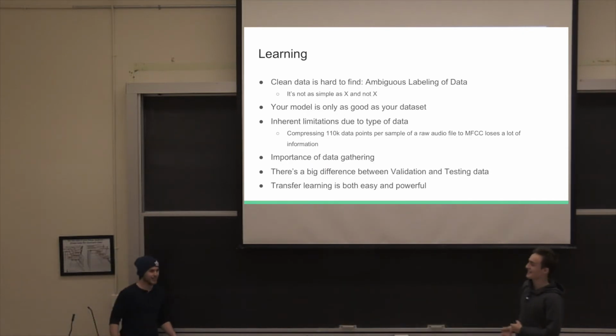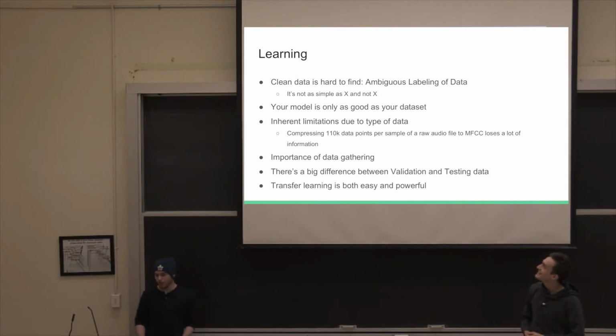And then lastly, learning. So finally, what did we learn from all this? So one, a clean data set is really hard to find, so not everything is as simple as an X and not an X. The lines between an emotion like sad and fear is a little blurry.